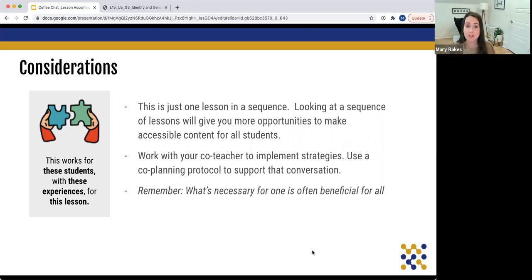I'm also going to work with my co-teacher to implement these strategies. And so I would think about using a co-planning protocol to support that conversation, which we have linked for you, an example of one that you could do. And just as a reminder, the thinking that we're doing this whole time is what's necessary for one is often beneficial for all. And so there is no reason that we can't provide all of these supports, all of these strategies for all of our students.